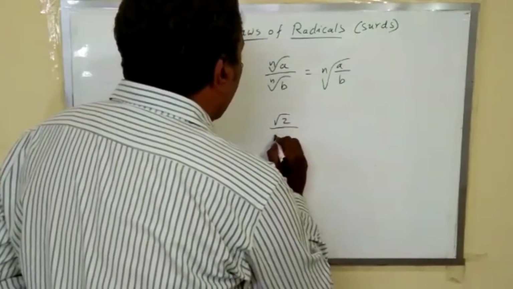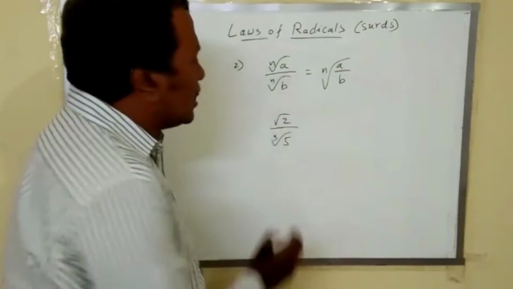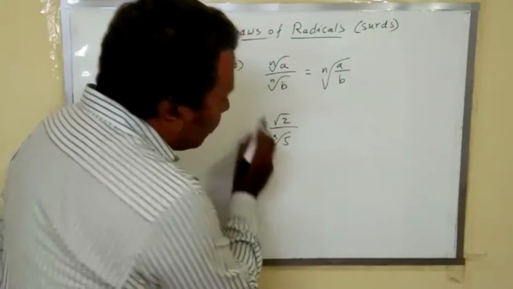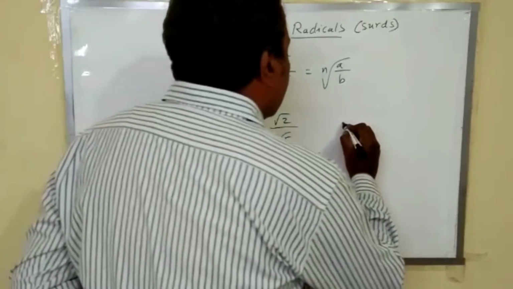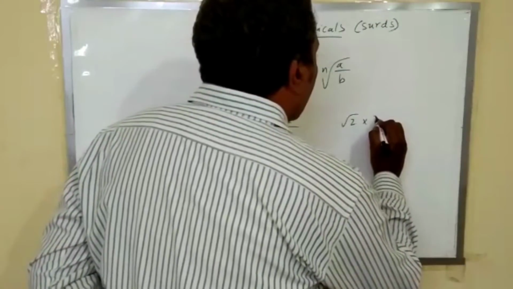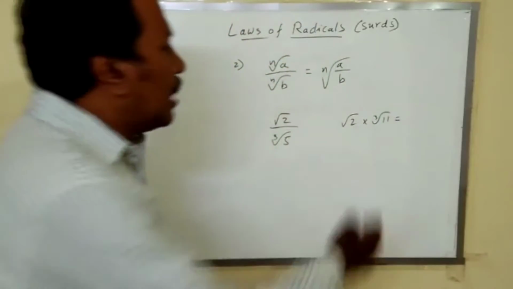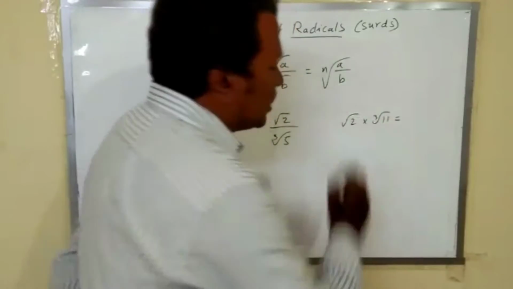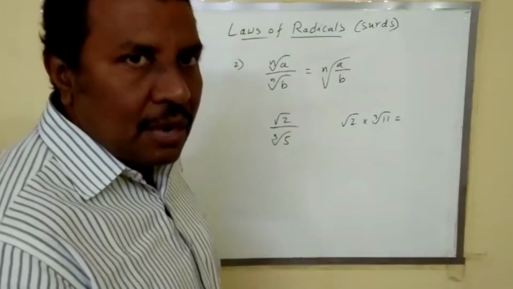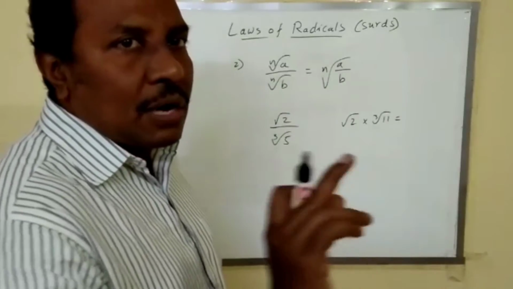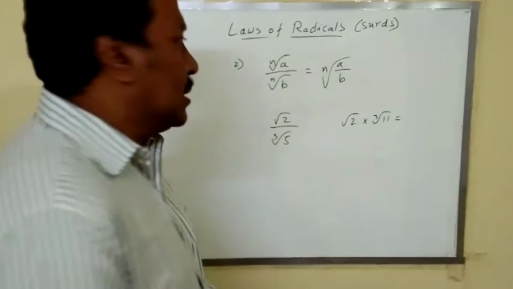Square root of 2 by cube root of 5. Is it possible? It is not possible because the orders are not equal. This is the surd of second order and this is the surd of third order. Here division is not possible. In the previous law, square root of 2 into cube root of 11. Is it possible? This is also not possible. We can't multiply these two surds because their orders are different. So from this, what did you understand? Multiplication and division of surds is possible if the orders are equal. If the orders are equal, then we are able to multiply or divide two surds. Okay.